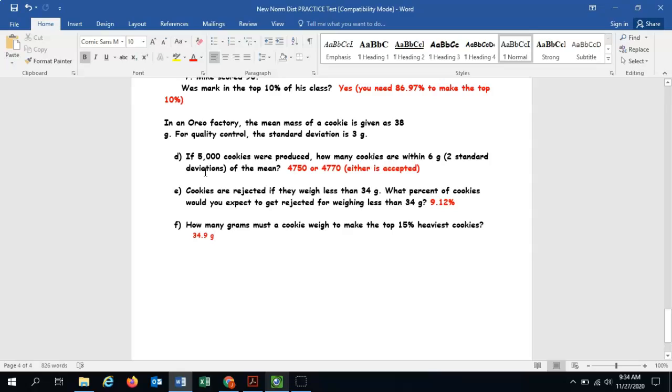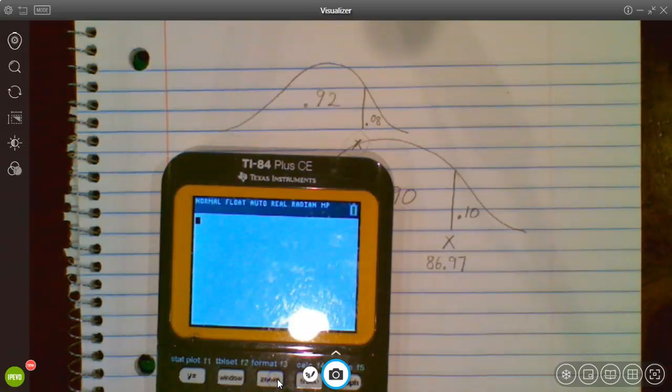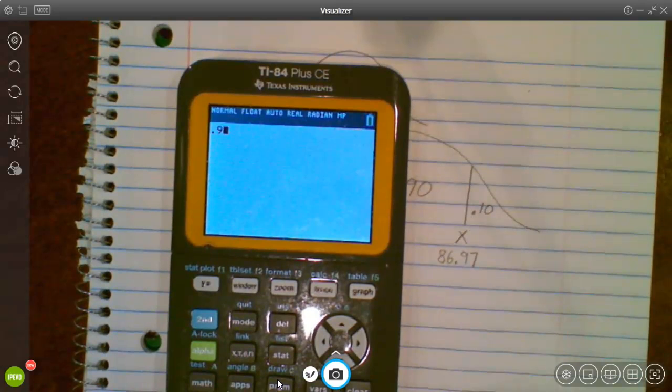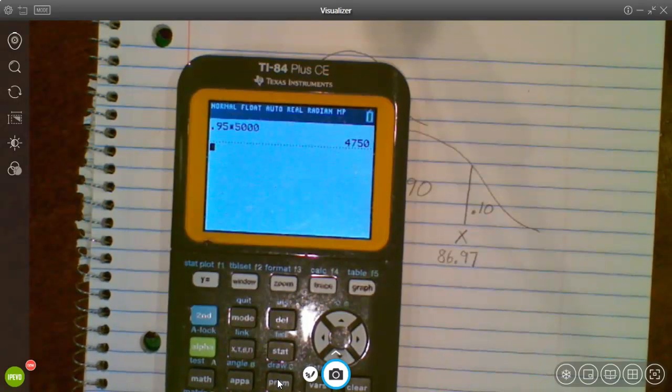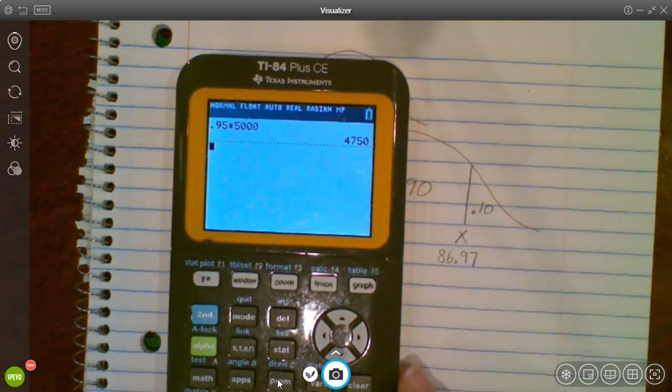So one way to do this would be to just simply say, well, what's 95% of 5,000? So if I just took 95% of 5,000, that would tell me that about that many cookies are within 2 standard deviations of the mean. So that would be an accepted answer.